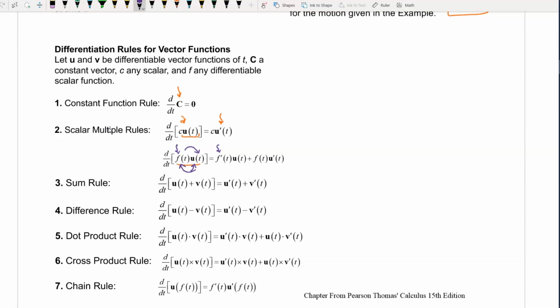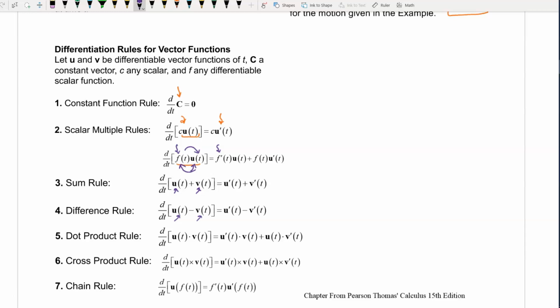Sum rule, derivative of u of t plus v of t with respect to t. So find the derivative of each one of these functions individually and then add them. We have u prime t plus v prime t. Difference rule, derivative of u of t minus v of t with respect to t, it is equal to, again, same as the sum rule, here find the derivative of each one of these functions, but on this part we should subtract, so we have u prime t minus v prime t.